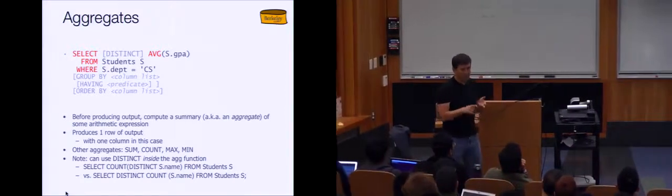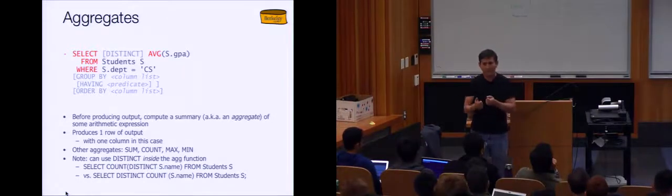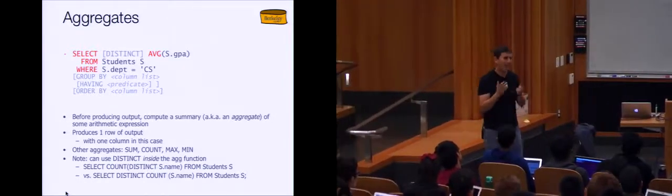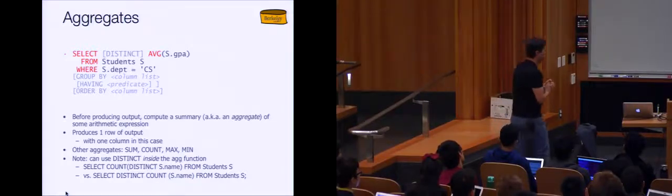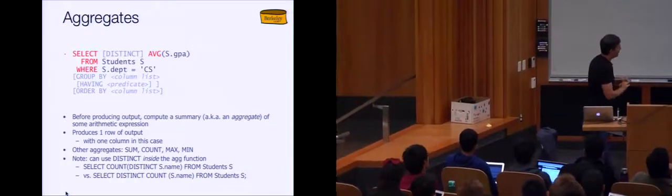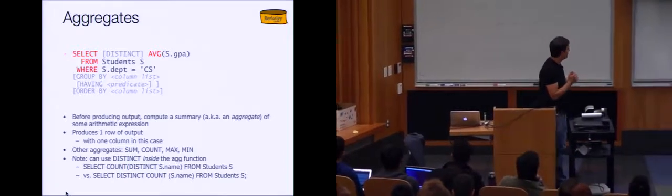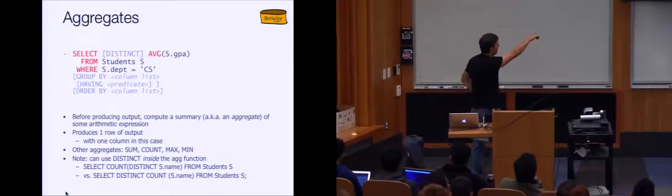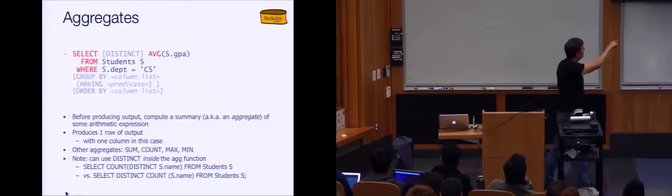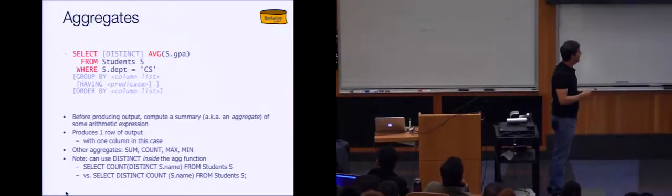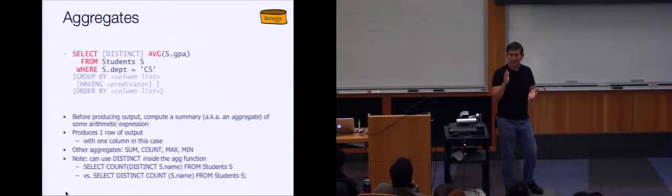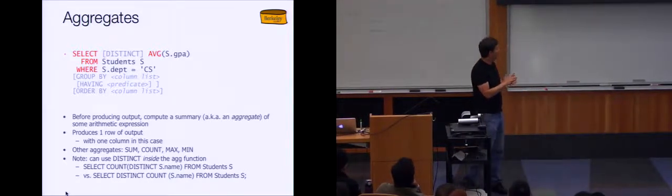There are other aggregates besides average. There's sum and count and max and min and standard deviation and a few others. Some systems support median. There are a few other simple statistical aggregations that you can compose together to do more interesting things. You can use distinct inside the aggregate function. You can say select count of distinct name from students, and it'll remove the duplicates before it does the counting. If you don't say distinct on the inside, it won't remove the duplicates.